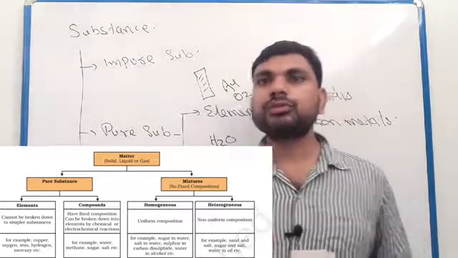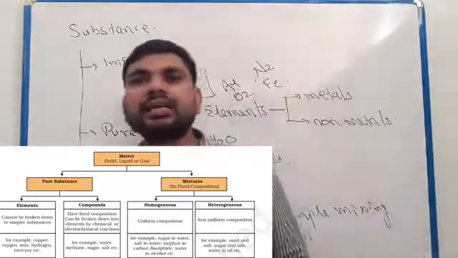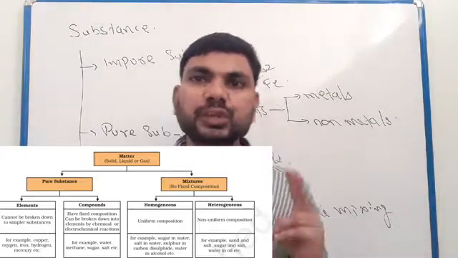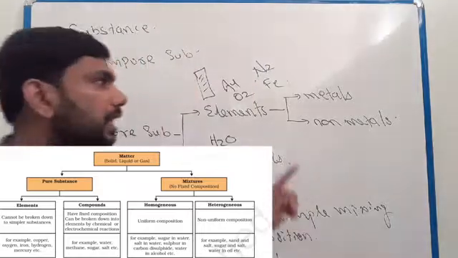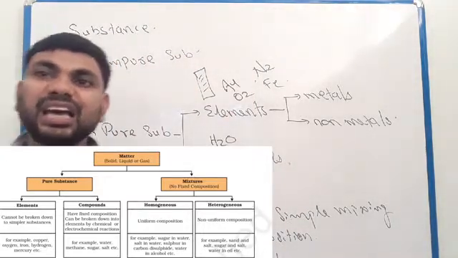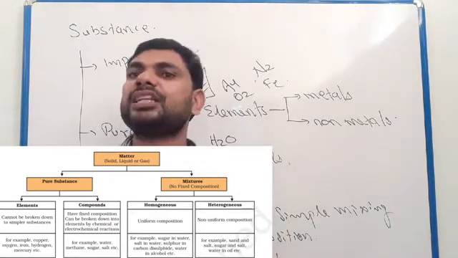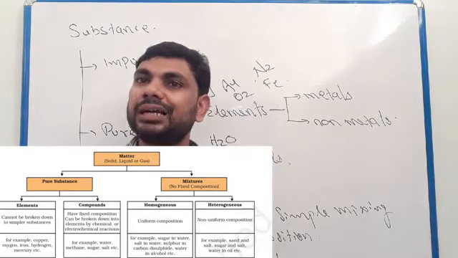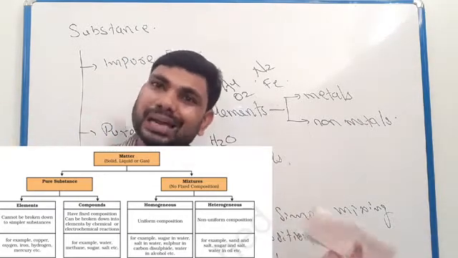Now we have to discuss pure substance. Pure substance we can classify. There are two different types of pure substance: elements and compounds. Elements means substance which contain only one type of atoms.